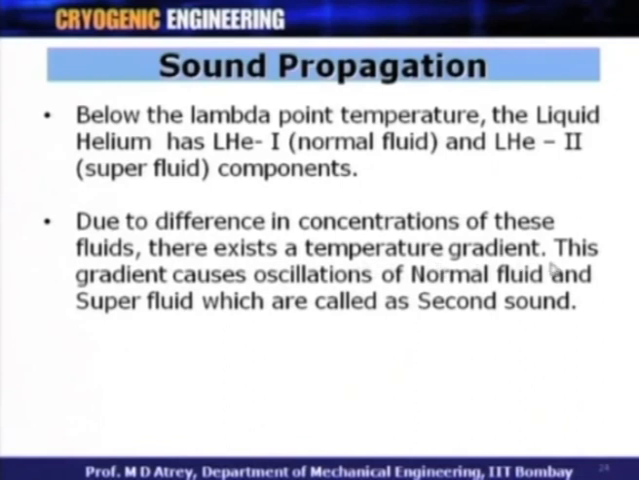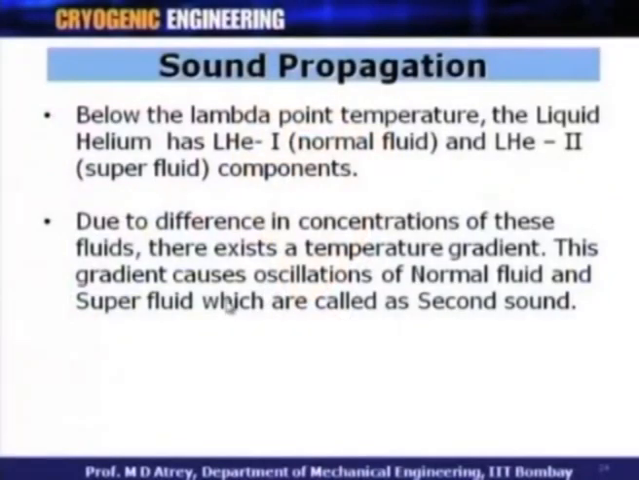What exists is a temperature gradient. If you have 100% normal fluid, you have a 2.17 Kelvin temperature. If you have 100% superfluid, you have a 0 Kelvin temperature. And in between, you have a different temperature, so you have a temperature gradient now. This gradient causes oscillations of normal fluid and superfluid, and this gives what is called the second sound. That is a very important thing: below the lambda point, you have LHE1 and LHE2, normal fluid and superfluid, and these oscillations in combination are what is given as second sound.